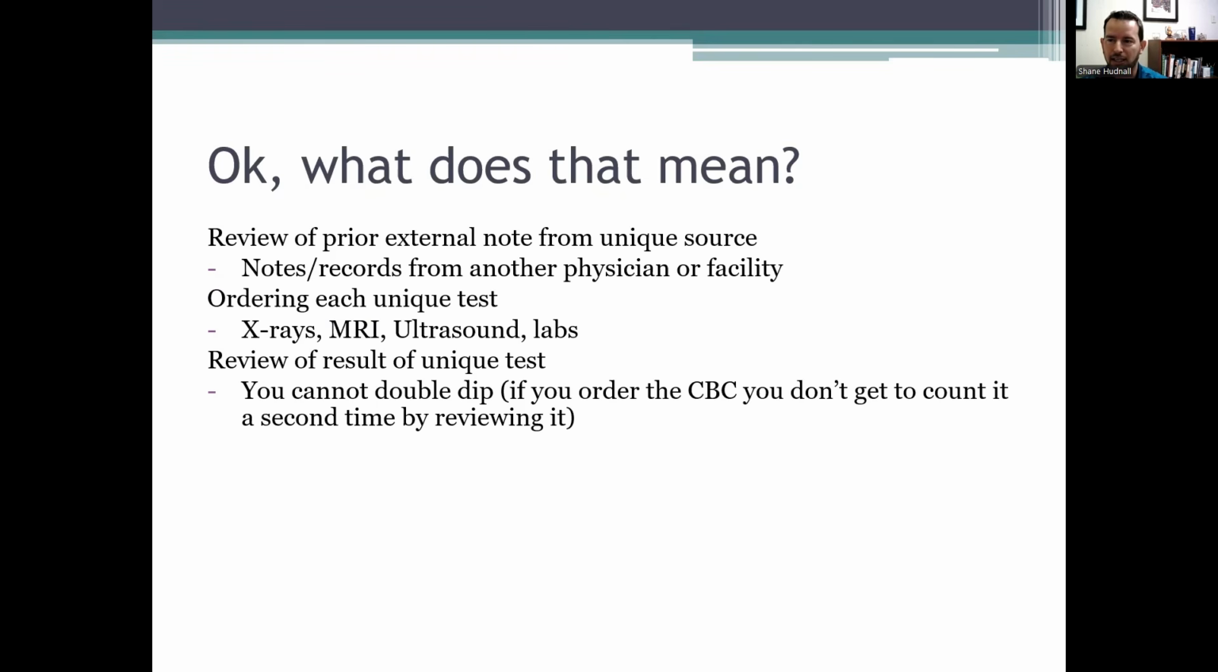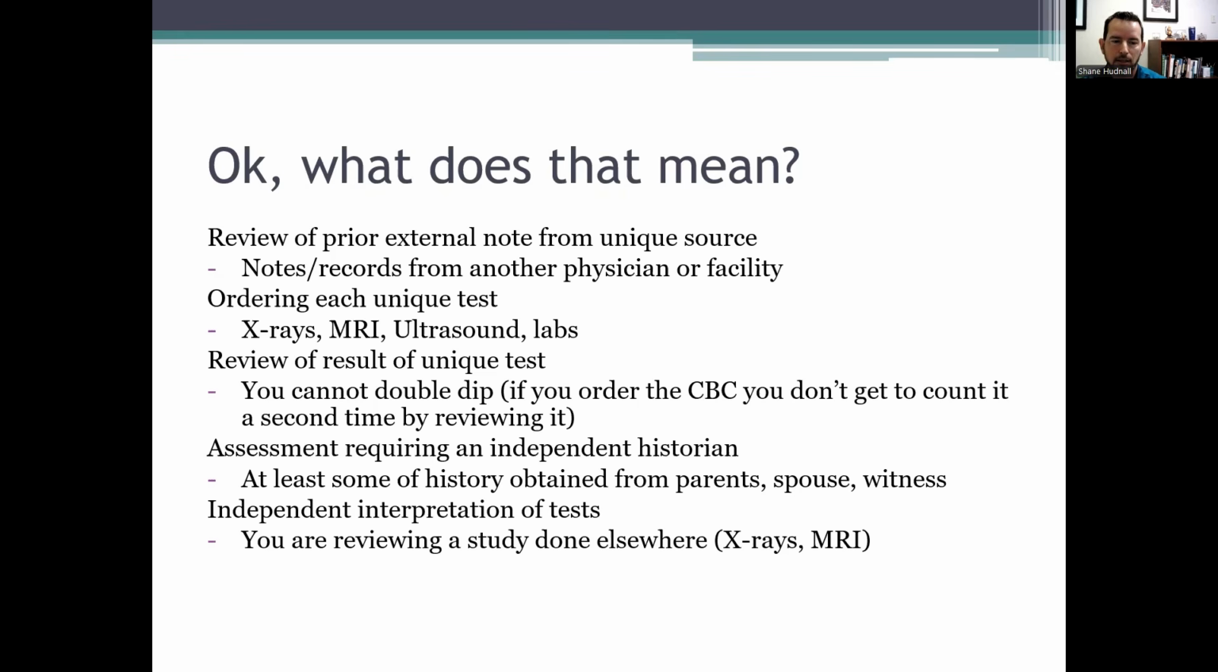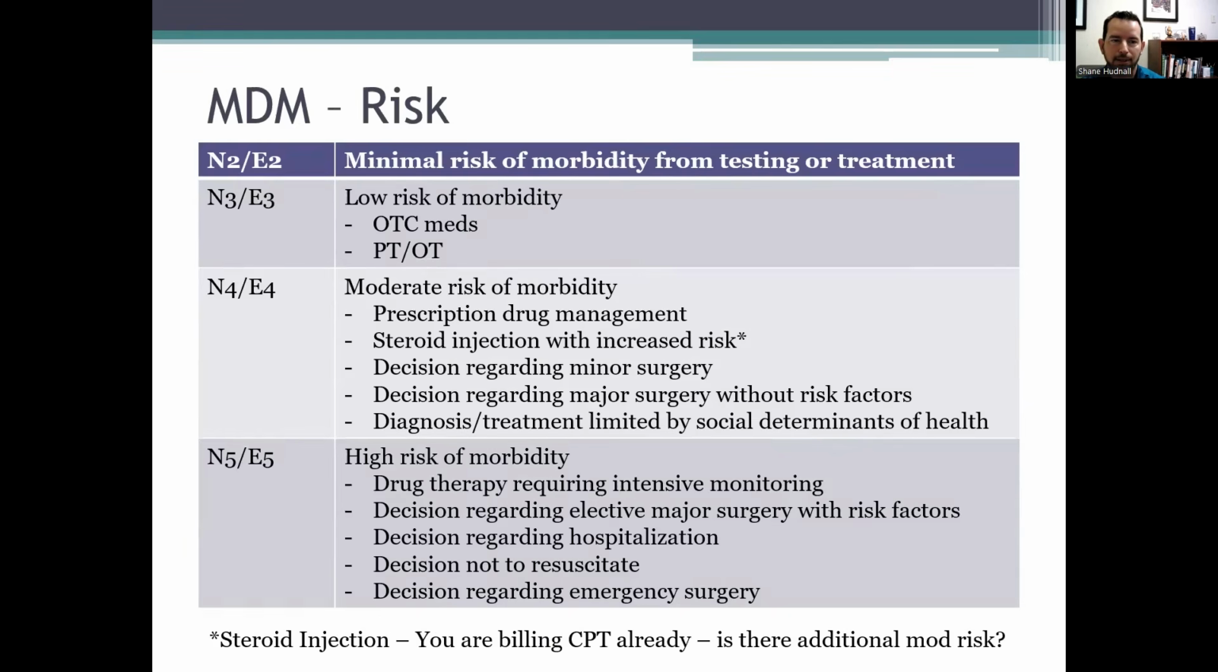And reviewing each unique test. Again, to emphasize, you can't double dip and count, I ordered the CBC, so I get a point, but I also reviewed it. That's only 1 point. You don't get 2 points for that. An assessment requiring an independent historian. Again, that's if you got most of the history from a parent, spouse, or a witness that was there at the scene. And the independent interpretation of tests, reviewing a study done elsewhere. And then discussing the test with an external physician, whether it's a radiologist, the PCP, talking about the case, or you called an orthopedic surgeon, for example, to go over the case and get their opinion.